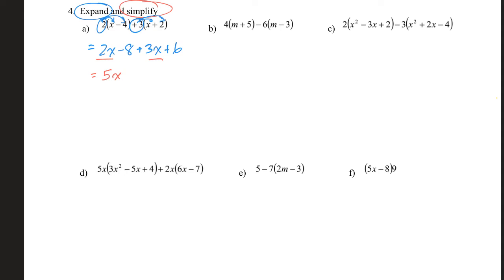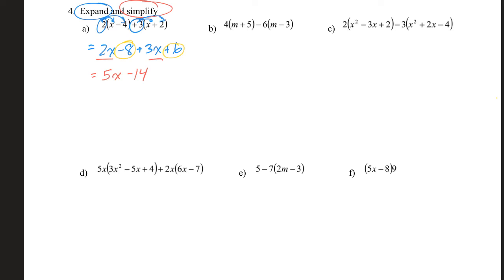We should see our constants. You have your negative 8 plus 6. And so we can put those together. And so my negative 8 plus 6, there's my negative 14. And we're good. Right?